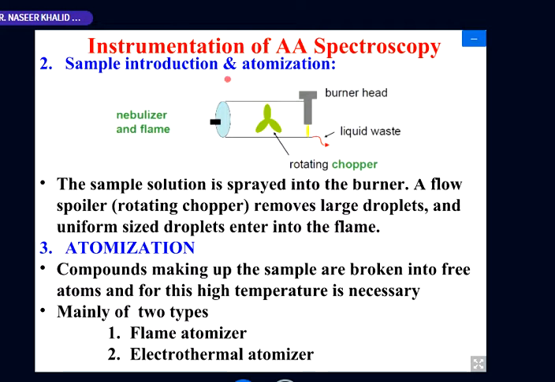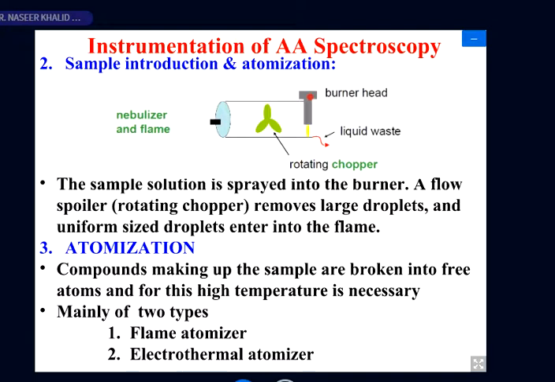In the sample introduction system, here is the capillary tube, as we showed in some previous slides. This is the beaker. This is the nebulizer. Here the gases are present. This is the rotating chopper. It will allow only fine, uniform-sized particles to pass through the burner head.